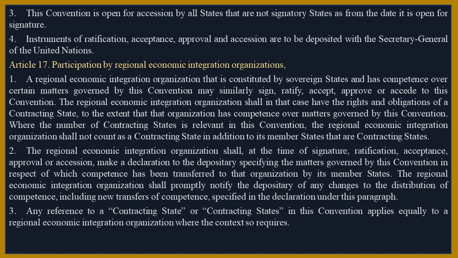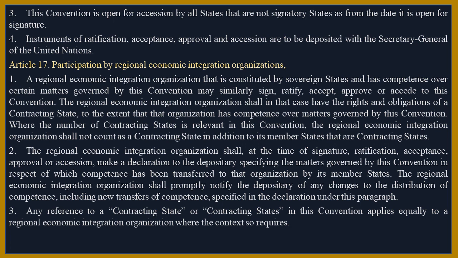1. A regional economic integration organization that is constituted by sovereign states and has competence over certain matters governed by this convention may similarly sign, ratify, accept, approve or accede to this convention. The regional economic integration organization shall in that case have the rights and obligations of a contracting state, to the extent that that organization has competence over matters governed by this convention. Where the number of contracting states is relevant in this convention, the Regional Economic Integration Organization shall not count as a contracting state in addition to its member states that are contracting states.